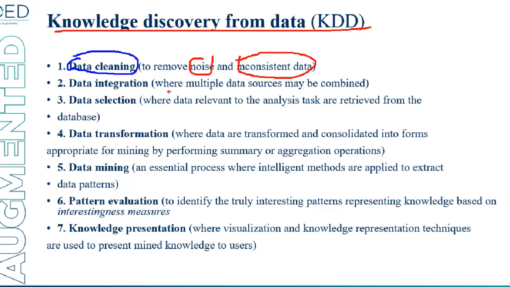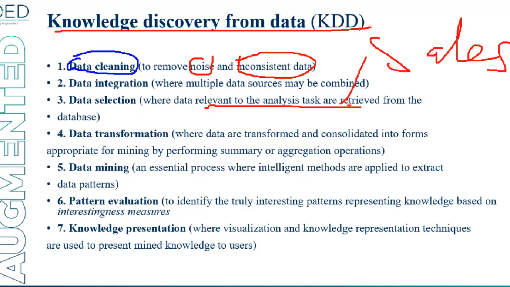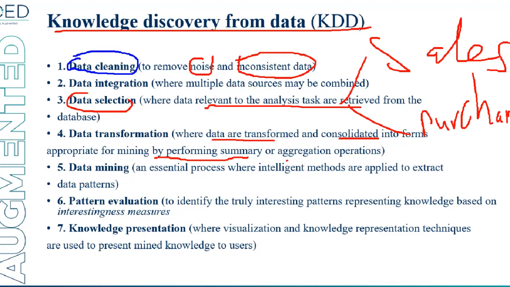Second is data integration, where multiple data sources may be combined. Data from the multiple data sources are combined. Data selection: the data relevant to the analysis task are retrieved. For example, if I want to perform sales analysis, I have to take the sales data, or if I want to perform purchase analysis, I have to take the purchase data. Whatever data is relevant to my task should be retrieved from the database, which is known as data selection. Next is data transformation, where data are transformed and consolidated into forms appropriate for mining by performing summary or aggregate operations.